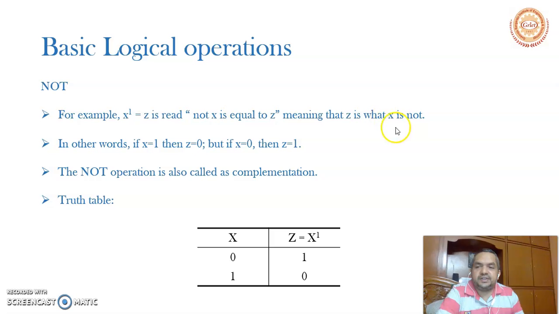All these three operations are called basic logic operations. In this, AND and OR are called binary operations. NOT is called a unary operation.